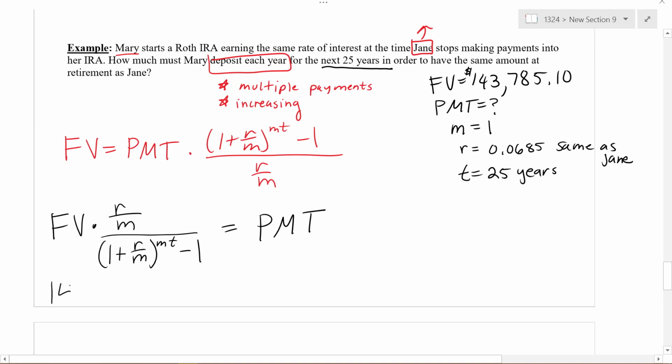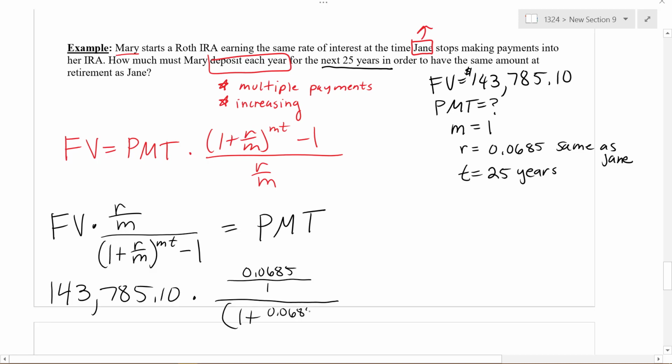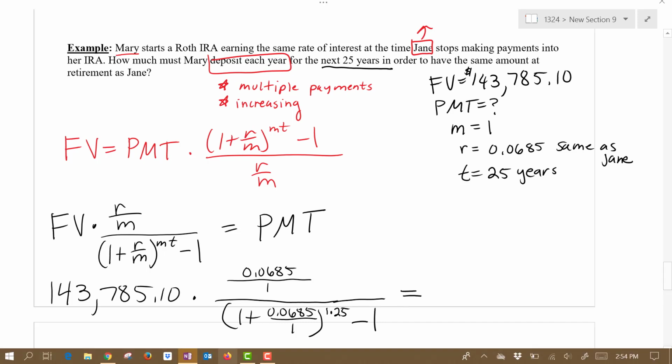So we're going to put in 143,785.10. We're going to multiply that by the interest rate, divided by the m value, which is 1. And raise that to the m times t power. That's 1 times t value of 25, and then we're going to subtract 1 from that. And that's going to give us our payment. Okay, so I'm going to pull up Desmos. We'll type that in and see what we get.